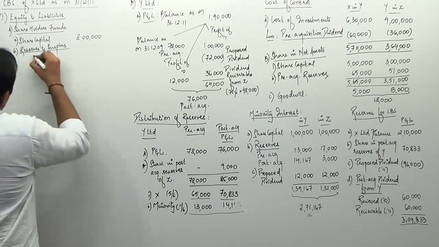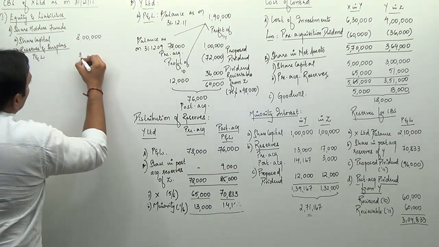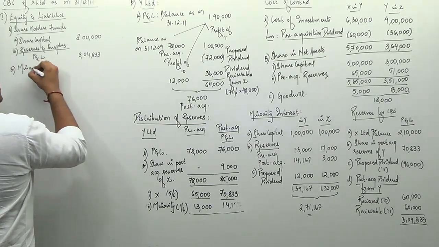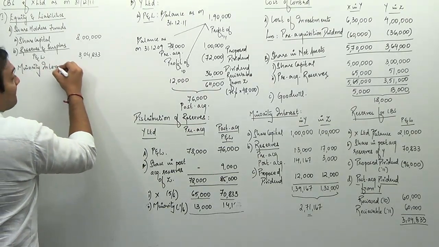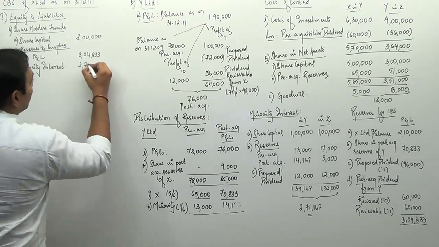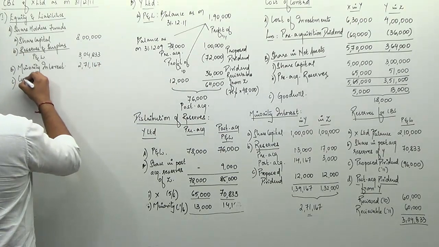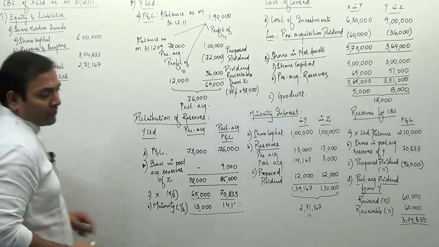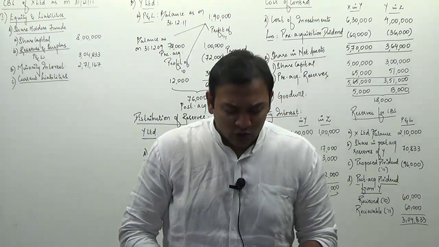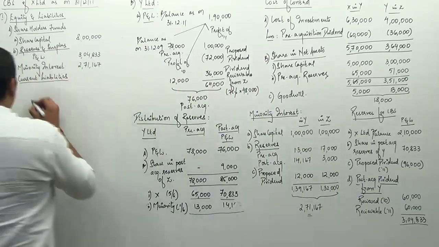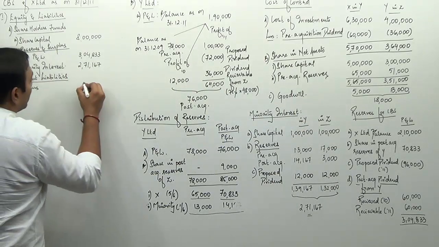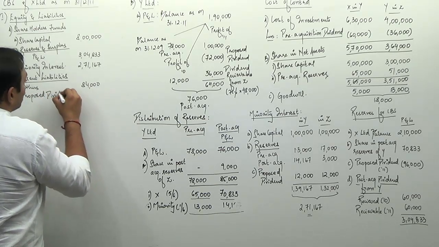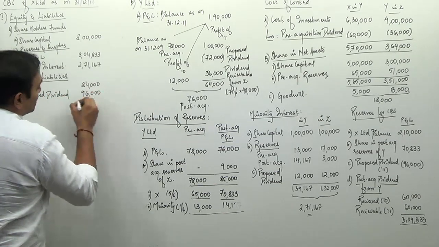There's a goodwill but we got no capital reserve, only one reserve, P&L. 3,04,833. Minority, pick up from the working note, 2,71,167. No non-current liabilities. There should be some current liabilities. Do not forget to write proposed dividend here. Current liabilities, the total figure is 84,000. I just wrote it as others because I have to write proposed dividend as well under this. What X Limited proposed is 96,000.